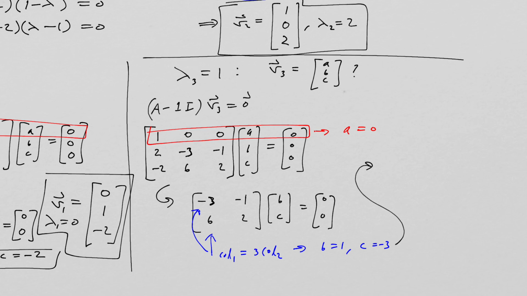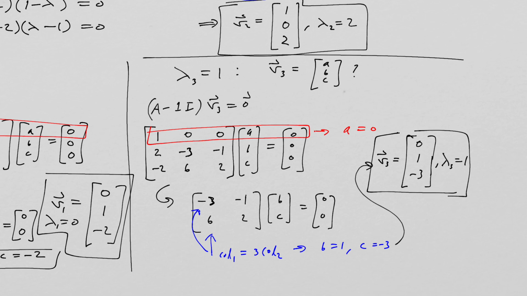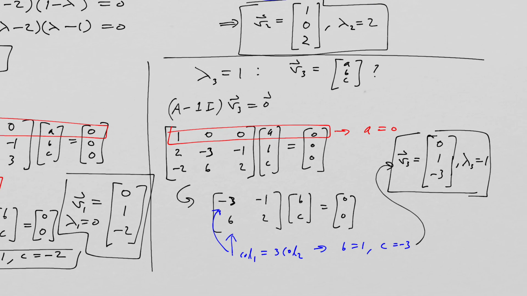So put that together, we get v3 is equal to 0, 1, and negative 3. All right, and that's going to be associated with lambda 3 is equal to 1. Right, so putting it all together, we found all of our eigenpairs. And in fact, I have them all on the screen here. I'll circle them for you guys. Right there.